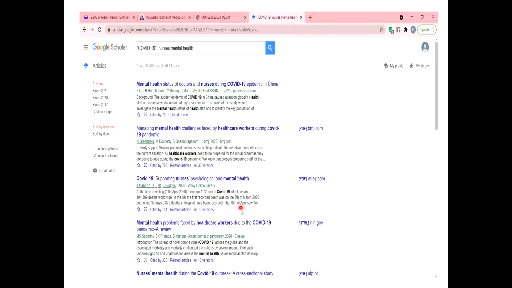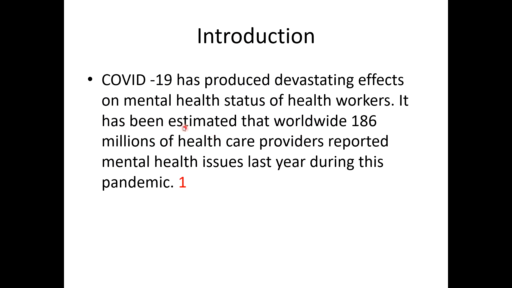Fine. Let's suppose that I take this article as my first article, and I take this sentence that there are 1.72 million COVID-19 infections and these many deaths worldwide, and it has produced a strong mental health impact on healthcare workers. So how will I proceed? I will write an introduction that COVID-19 has produced a devastating effect on the mental health status of health workers. It has been estimated that worldwide 186 million healthcare providers reported mental health issues last year during this pandemic. And this is reference number one, meaning this statement has been taken from reference one, which was my reference study one. So how will I write my introduction and then my referencing?